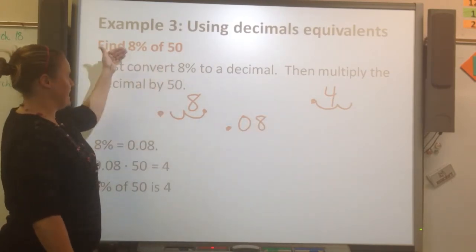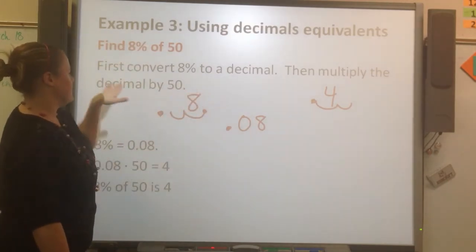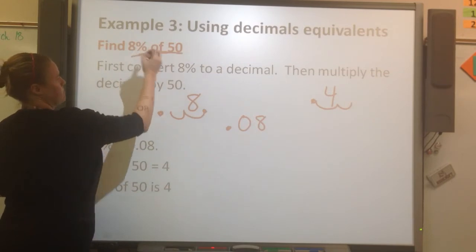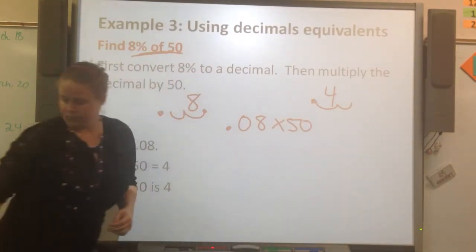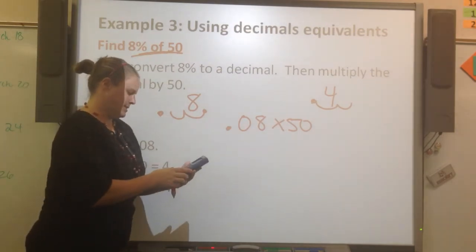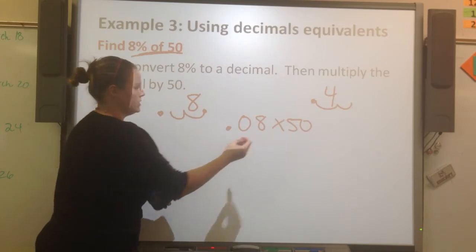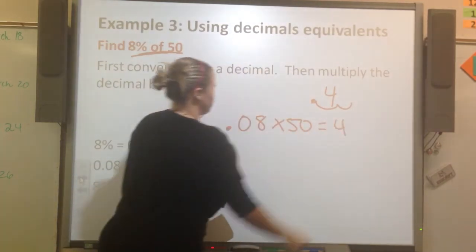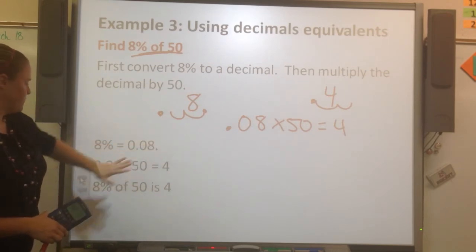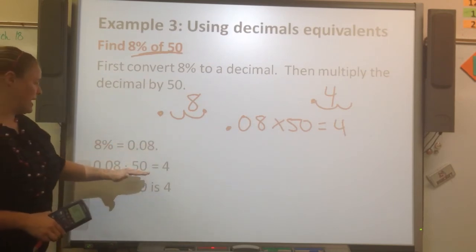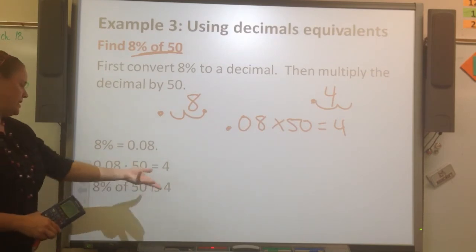That's the decimal for 8%, 8 pennies out of 100. And then we're going to multiply it by 50 because this is what my value is. So, let me get my calculator. 0.08 times 50 equals 4. Okay? So again, you have your 8%, move it to a decimal, take your decimal, multiply it by 50, and that equals 4. So 8% of 50 is 4.